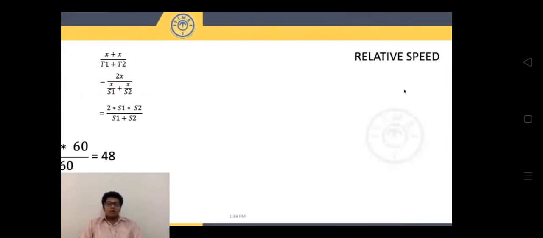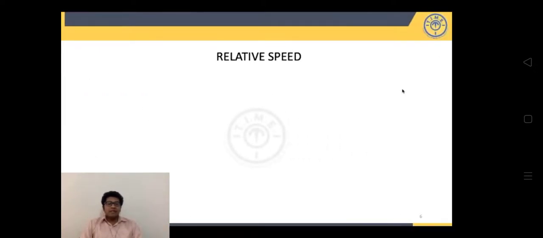Now let's move on to the next concept, which is the relative speed. Now what do you mean by relative speed? Let's see. A person travels from A to B at a speed S1. Another person from B to A at a speed S2. The distance between A and B is S. Now when I say relative speed, it's the sum of the speeds because they are traveling in opposite directions.